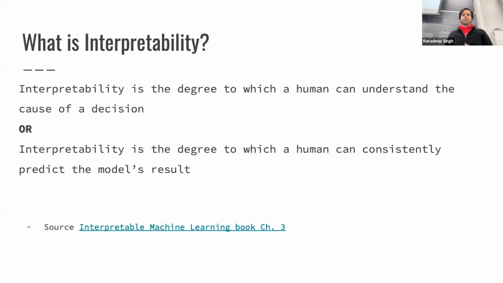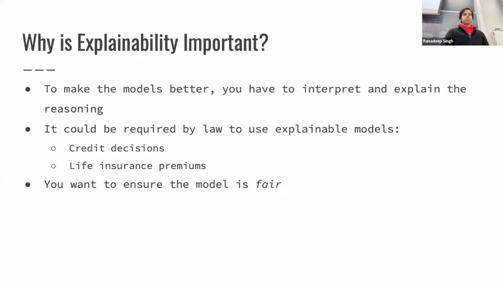A lot of the material in today's recitation is also from this book that's linked here and in the references, about interpretable machine learning. So why is this important? To make models better, you need to really understand the model. You need to explain the reasoning behind the model. So to be able to understand it, you need explainability.